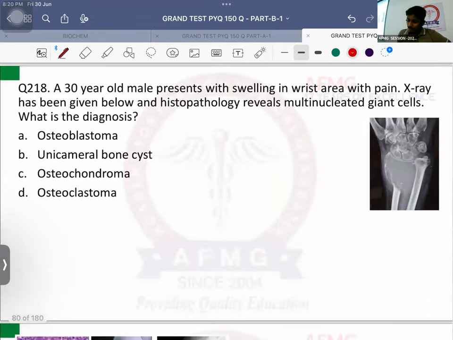218, a 30-year-old male presents with swelling in the wrist area with pain. X-ray has been given below and histopath reveals multinucleated giant cells. What is the diagnosis?